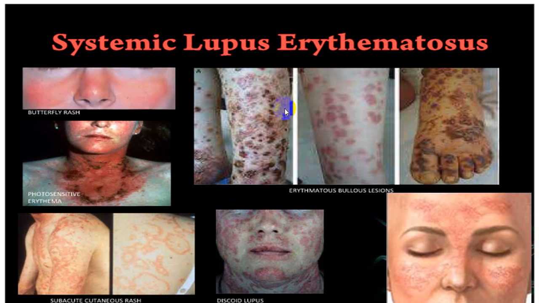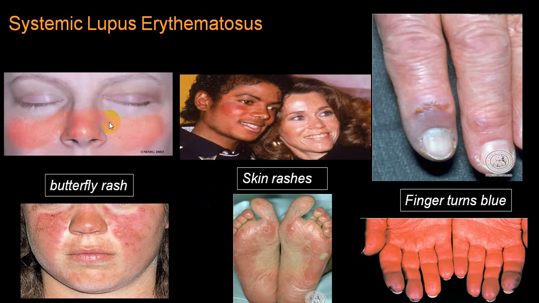These are typical different types of rash. This is classical butterfly rash. These are some of the discoid variety of rash. These are discoid variety. This is photosensitivity. This is typical butterfly rash. This is bullous lesion. This is discoid. This is butterfly rash, classical butterfly rash. These are other varieties of rash. You can see that typical rash.